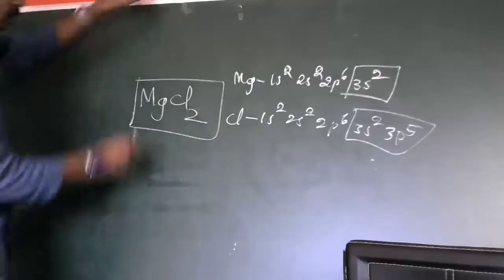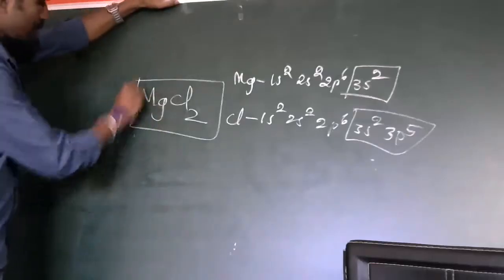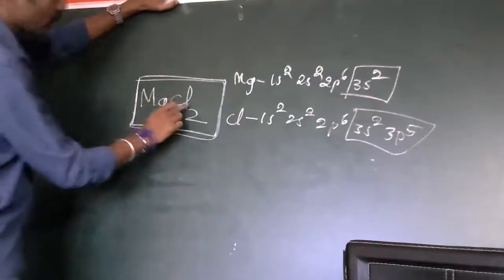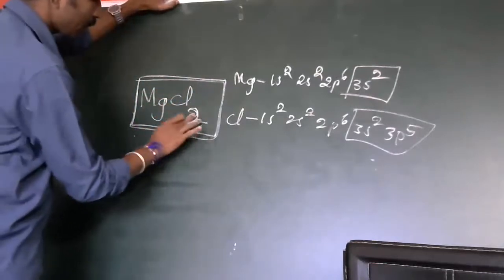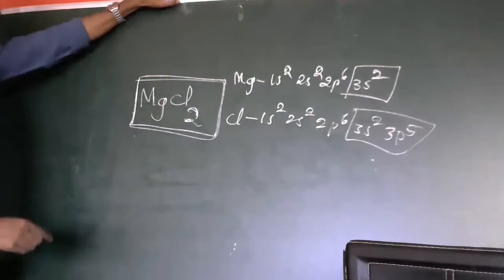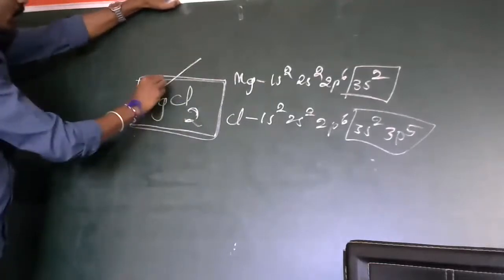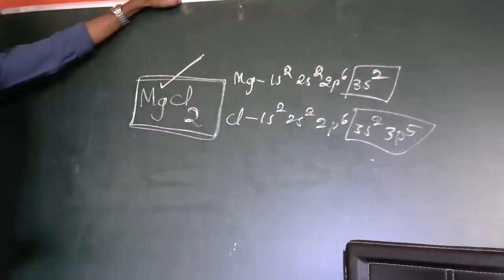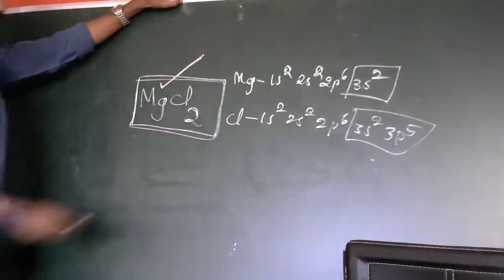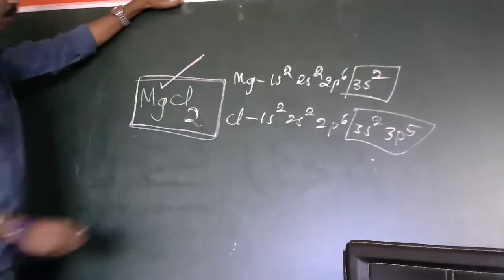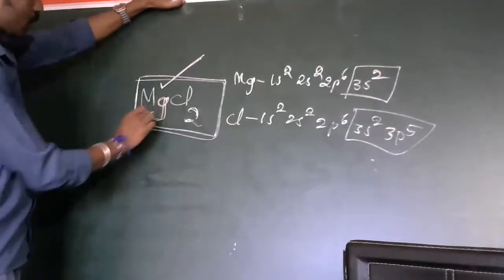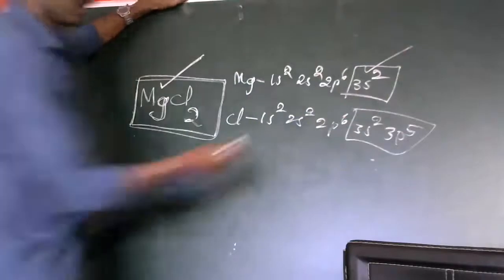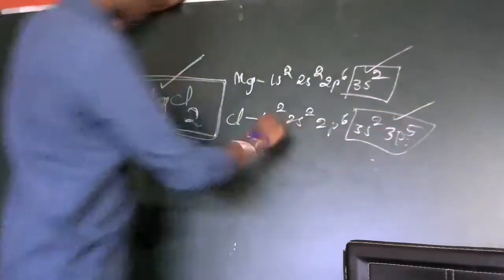But here in the compound, we have 2 chlorine atoms. So one magnesium atom bonds with 2 chlorine atoms. Why? In sodium's case, if it loses 1 electron, it becomes an octet, and by gaining 1 electron, chlorine becomes an octet.